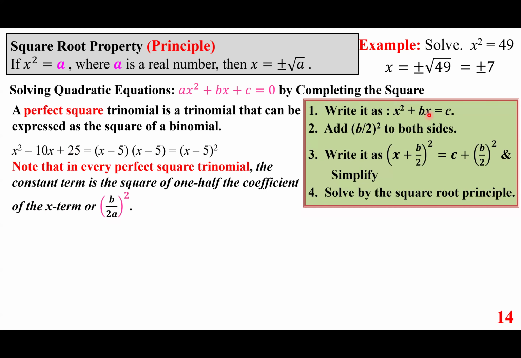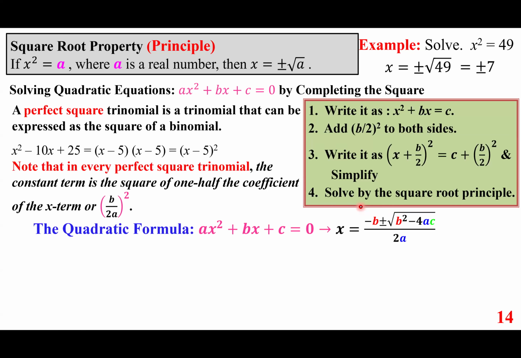We make sure we put it in this format. That means the constant moves and a becomes 1 by dividing. Then we get b divided by 2 and squared, and we add it to both sides. Whatever the variable, in this case x, you put b over 2, including the sign next to it, squared, and add that and solve by the square root property or principle.